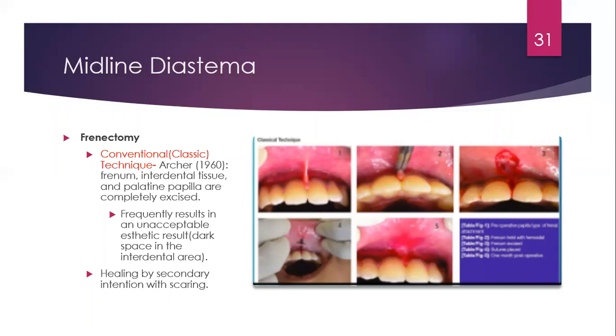So with the conventional or classic technique, founded in 1960, basically the frenum or interdental tissue is completely excised, and frequently results in an unacceptable aesthetic result, so a darker space between that area where the tissue was excised. So you may want to warn the parent in regards to that. And it does heal by secondary intention, so there will be some scarring. So continue to monitor and have some post-operative visits as well.